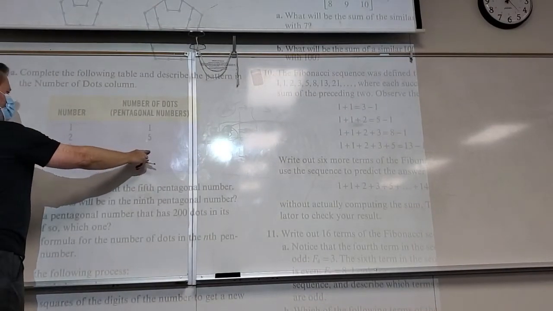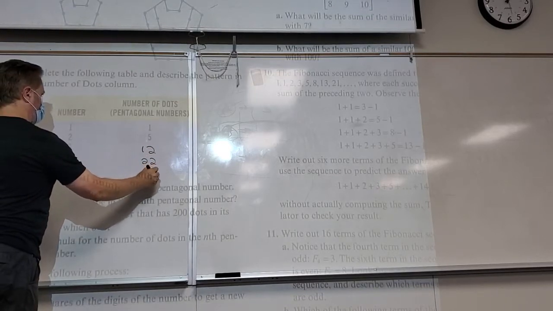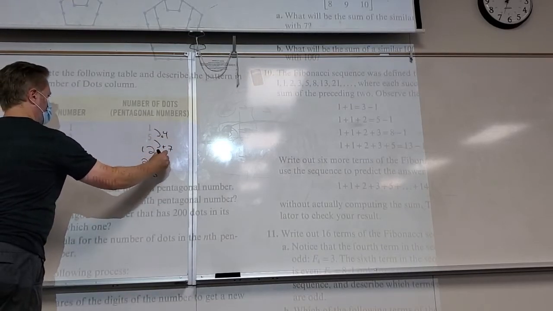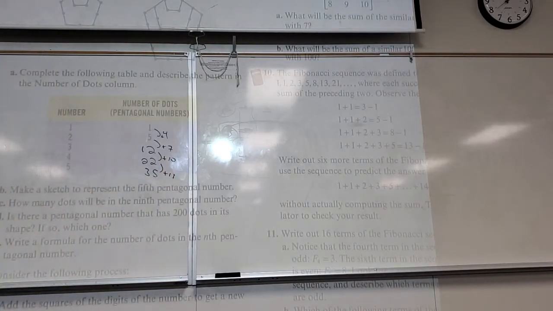I got 1, 5, 12, 22, 35. So it's plus 4, plus 7, plus 10, plus 13, plus 16. Sorry, I went ahead of myself. The one we just did with the triangular numbers was n times n plus 1, because every step up was a step of 1. Every step went plus 1, plus 2, plus 3, plus 4 between the numbers.